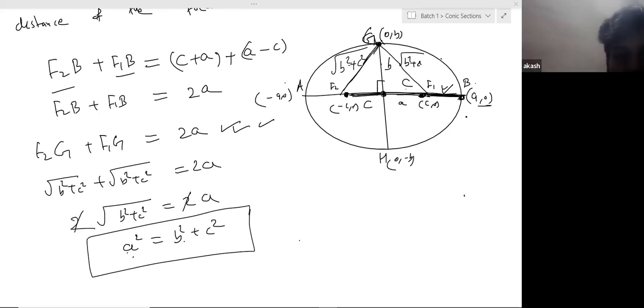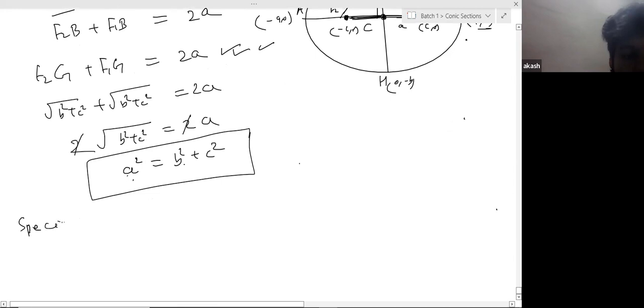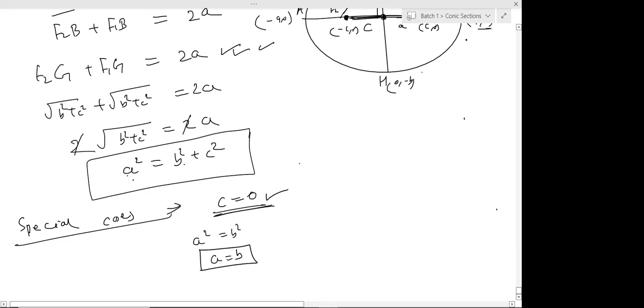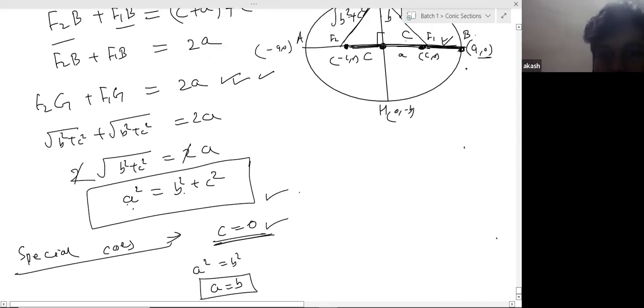All right then. See, if this is the relation between A, B, and C, then we can take different special cases here. Suppose C is 0. That means A square equals B square. That means A equals B. So when C is 0, that means the center and the focus are merged together, right? There is no difference between them. And we are getting A equals B. That means semi-major equals semi-minor. If this and this are equal, that means this ellipse becomes a circle.